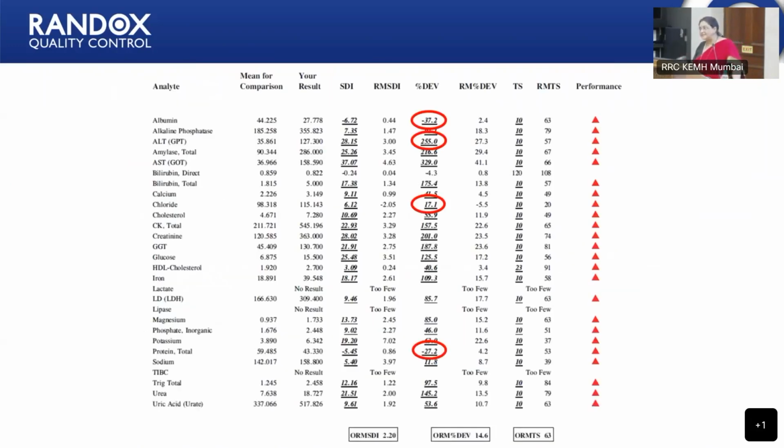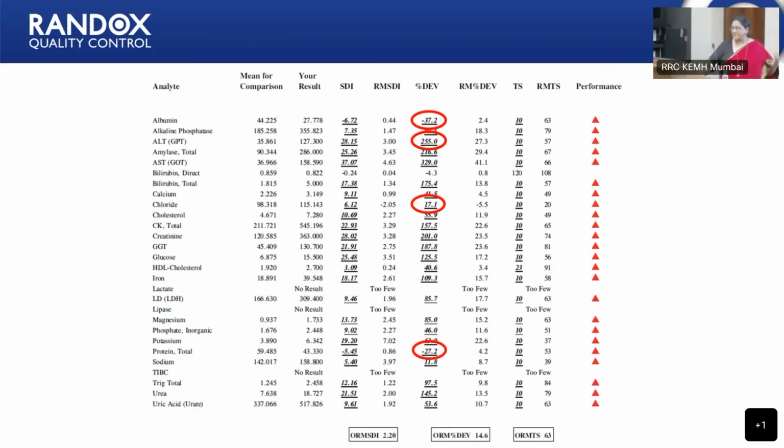Now, how to understand this from this data? When we look at the percentage deviation, there are two kinds of error which can be easily identified from this kind of data. One is a wrong sample, the second is a dilution, which are most likely giving this kind of picture.